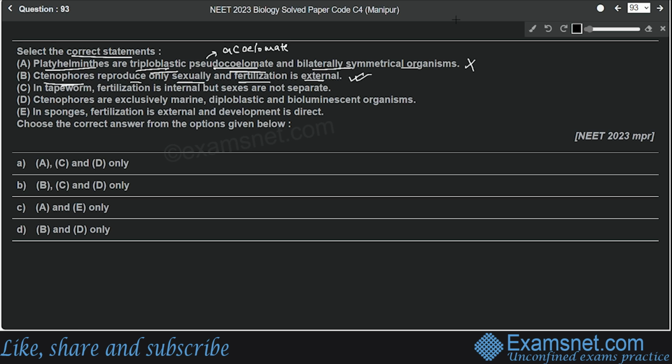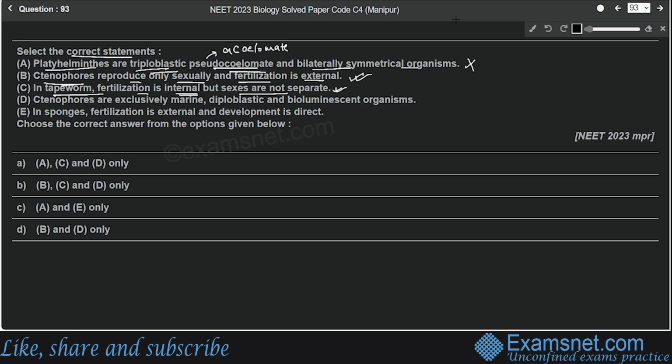Then the second statement says that ctenophores reproduce only sexually and fertilization is external. This is a correct statement. Then the third statement says that in tapeworm fertilization is internal but sexes are not separate. This is correct, because they are hermaphrodite. That means male and female organs are present in the same individual. So sexes are not separate and fertilization is internal.